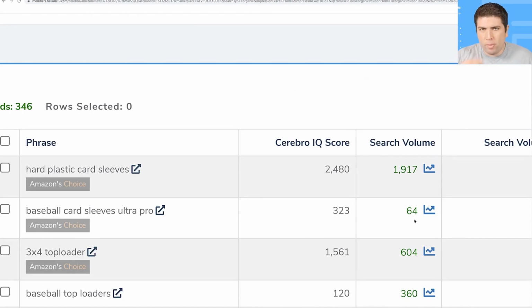What does search volume mean? In Helium 10, the search volume is the estimated number of times that people are searching on Amazon for this keyword per month. Now, if this keyword is searched for 64 times a month, 2 times a day, is this one of the top 10 or 15 keywords that is bringing this product sales? Definitely not, right? So what's the next filter I'm going to do?